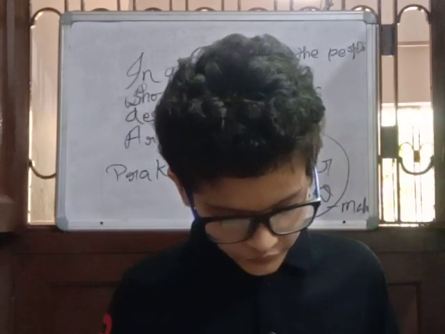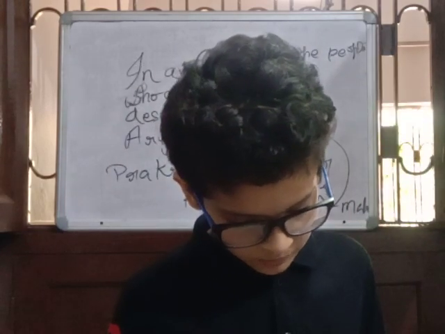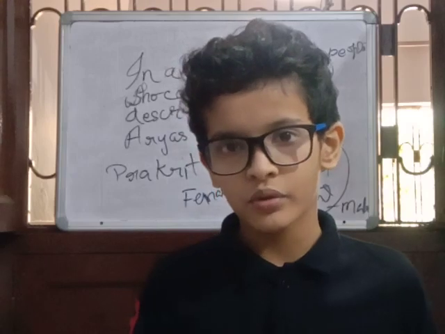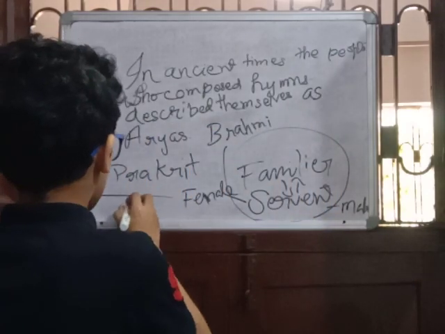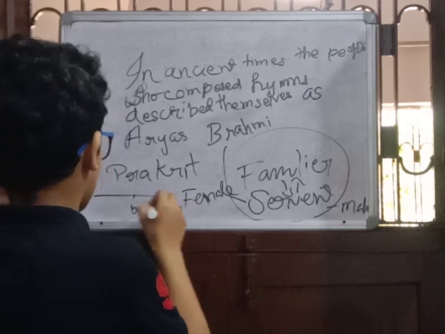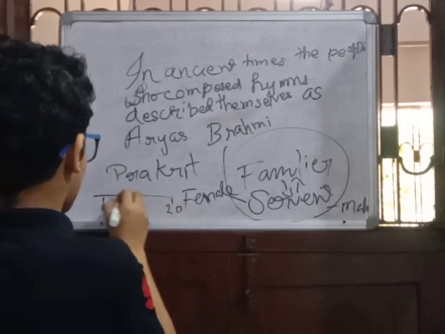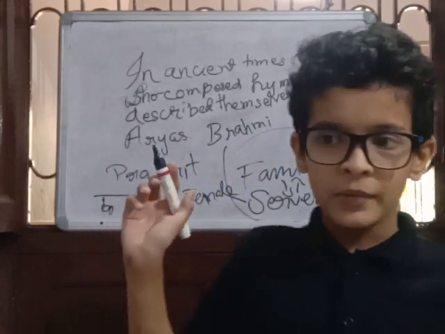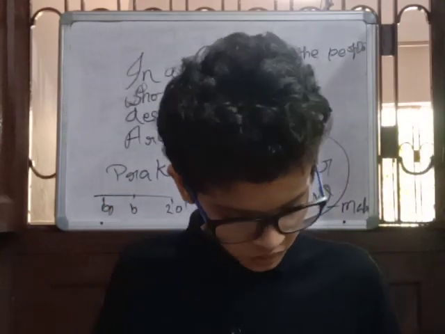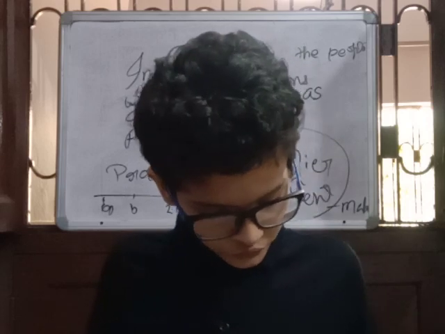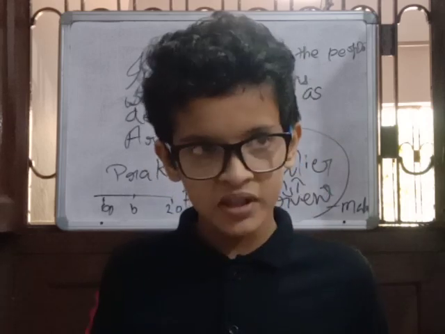The practice of erecting megaliths began about 3,000 years ago. So 3,000 years ago means number line 0 and 1,000. So about 3,000 years ago means in BCE 1,000 years ago. And it was prominent throughout the Deccan. Deccan means South India.